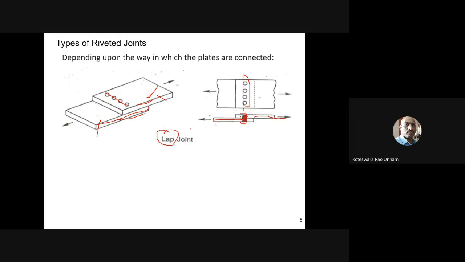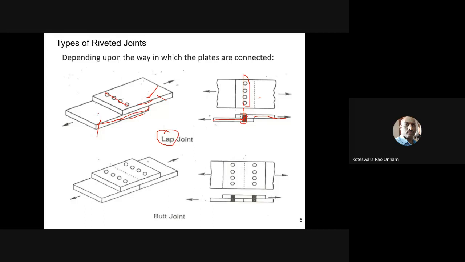Similarly, in case of butt joint, one more important point you can remember here is, in case of lap joint, we don't use any additional cover plate. We only want to join these two plates, so only those two plates are connected through the rivets. Whereas in case of butt joint, you require an additional plate, which we will call a cover plate.